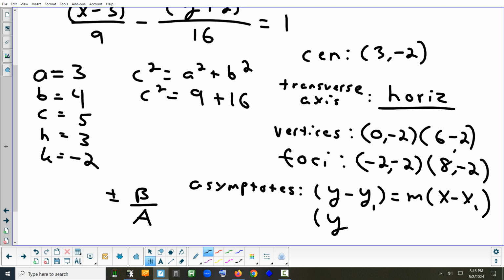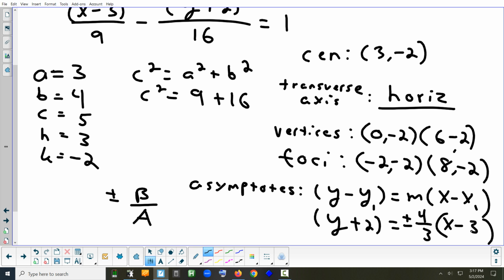Okay, so y minus, or actually you tell me, what's going to be? Plus 2. It's going to be y plus 2 equals, now we have 2 slopes, positive or negative, because there's 2 asymptotes. What are my slopes? Positive or negative 4 over 3. And what's going to come next? X minus 3. Yep. That is the equation of the asymptotes in point slope form.